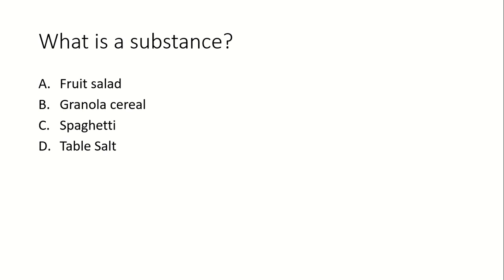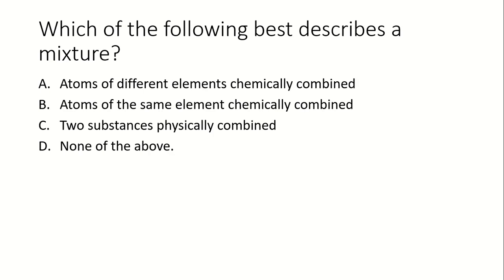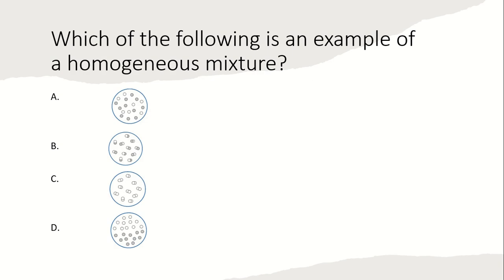Question: what is a substance? A. Fruit salad. B. Granola cereal. C. Spaghetti. D. Table salt. Question: which of the following best describes a mixture? A. Atoms of different elements chemically combined. B. Atoms of the same elements chemically combined. C. Two substances physically combined. Or D. None of the above. Question: which of the following is an example of a homogeneous mixture? A, B, C, or D?